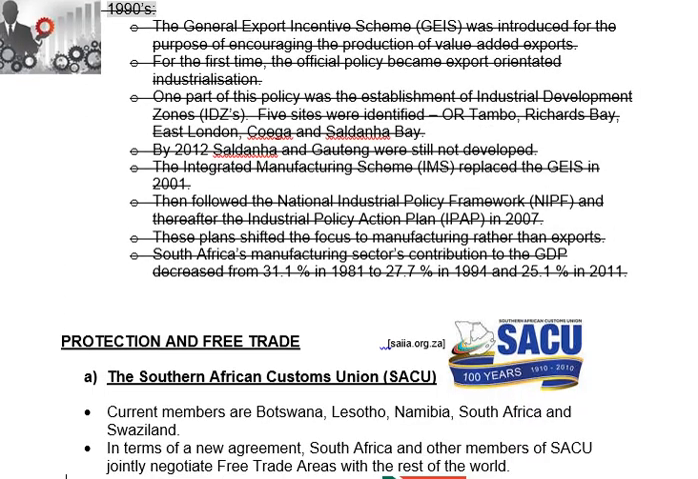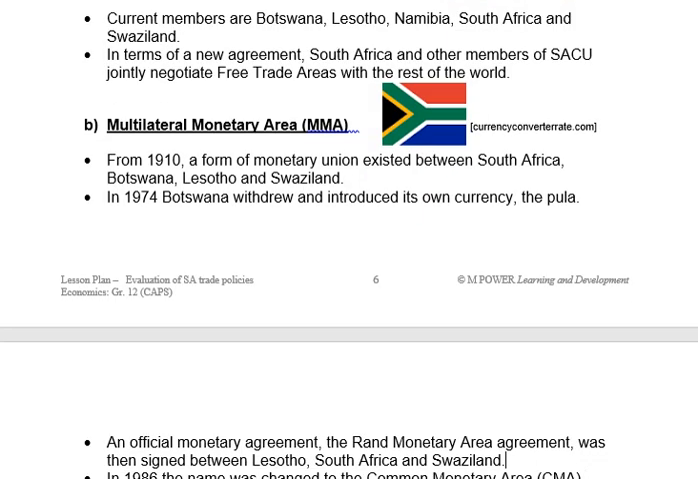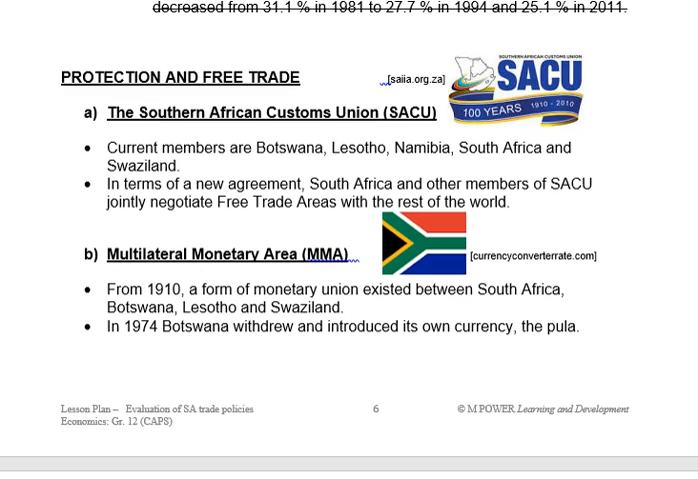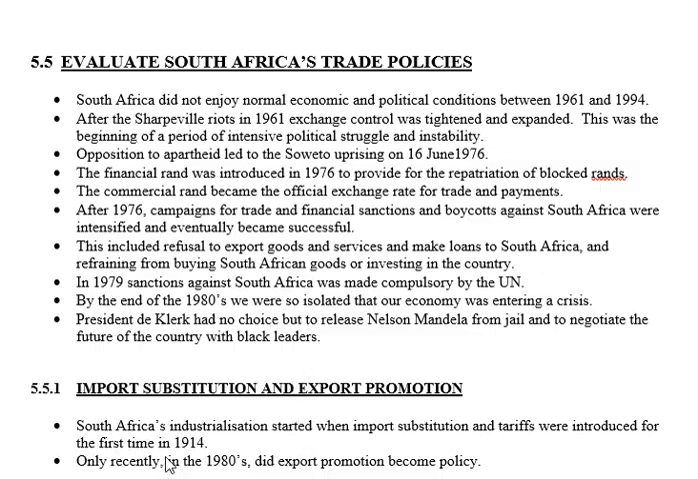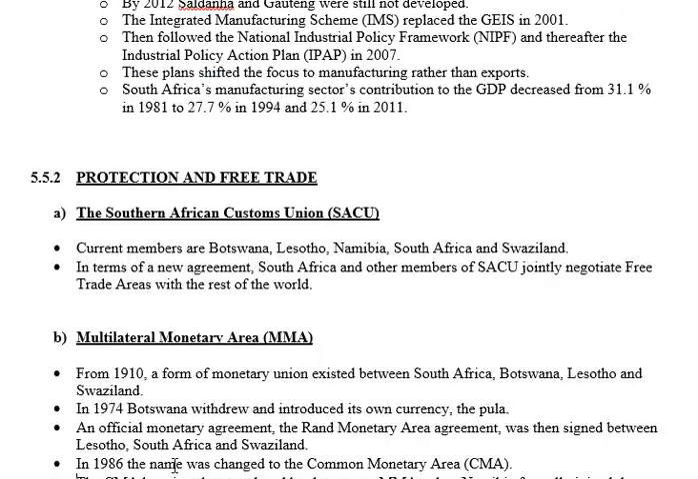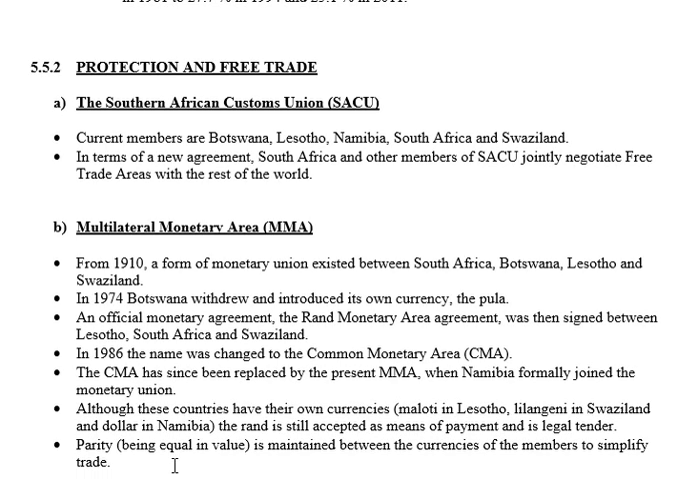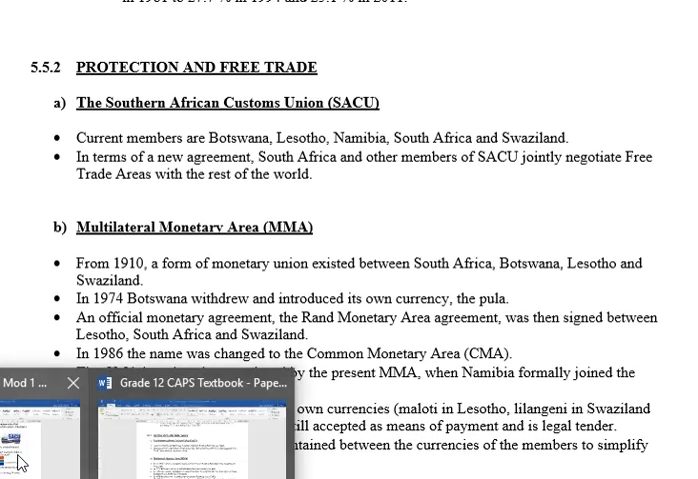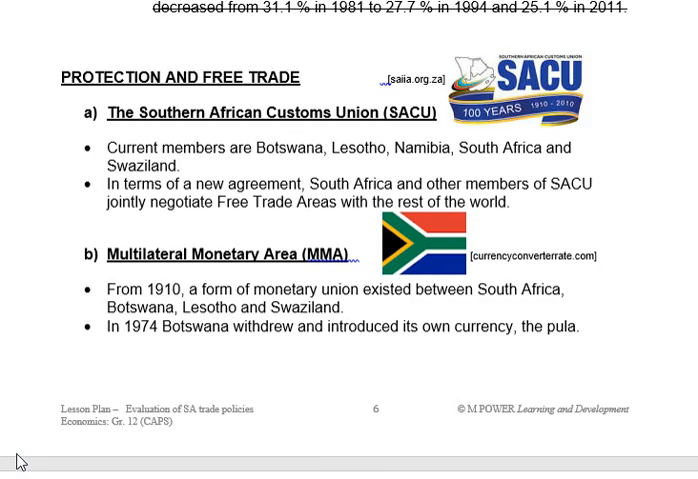Right, so where I'm going to start teaching today is where it says protection and free trade. Okay, the section where it says protection and free trade, I'm going to give you the page number now. Everything up to here we have scratched. Okay, so on page 112, that is where the actual teaching starts today.